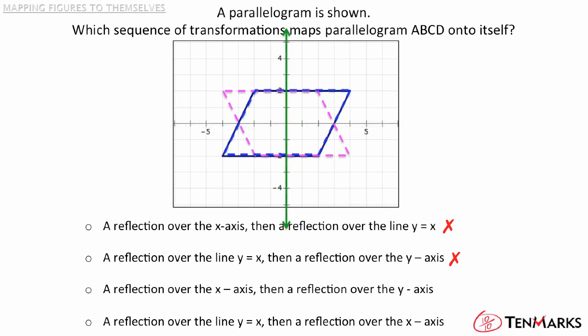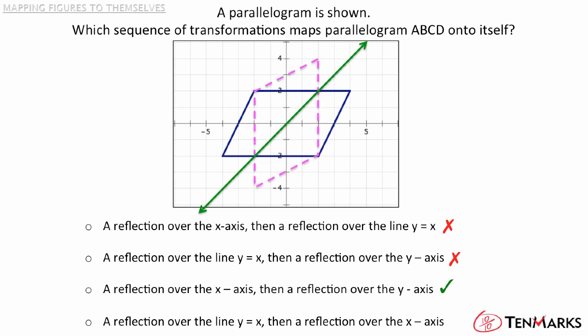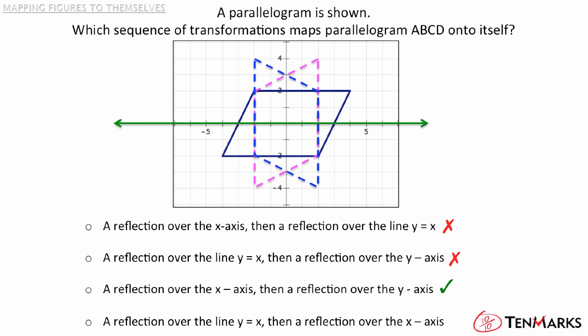Notice the image of the second transformation lies on top of the original figure. Therefore, a reflection over the x-axis followed by a reflection over the y-axis results in a sequence that maps the parallelogram onto itself. Quickly check the last option just to be sure you have the right answer. A reflection over the line y equals x, followed by a reflection over the x-axis. You can see that this sequence of transformations does not map the parallelogram onto itself.